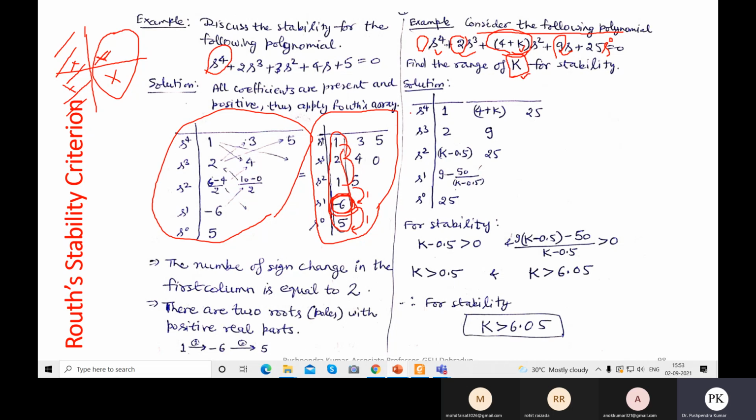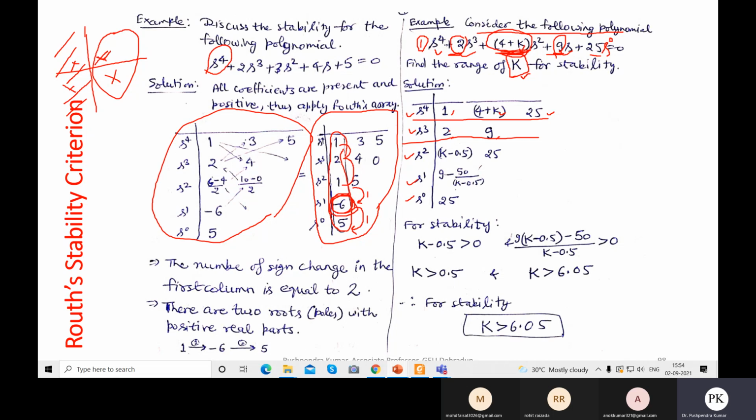So we draw the Routh array: s^4, s^3, s^2, s^1, s^0. The first two rows you can write directly, it's very easy. You take this term, this is 1, leave this, then it is 4 plus k, leave this, then it is 25. So it is 1, 4 plus k, and 25, and the remaining terms, 2 and 9, you put in the second row.